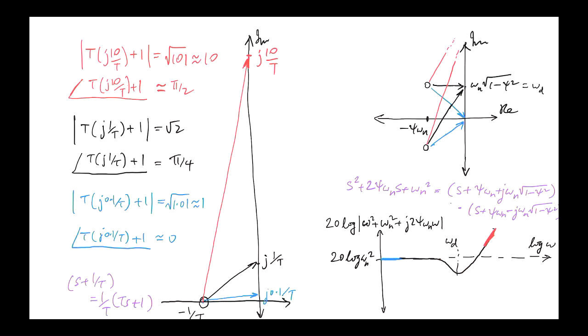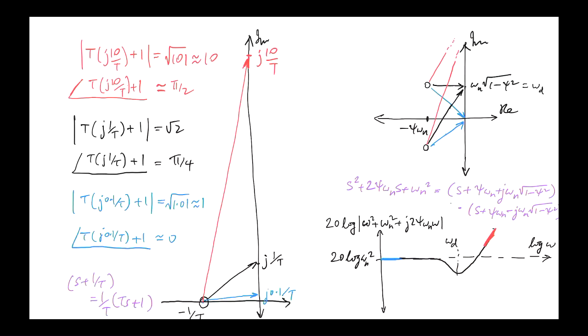Before it starts rising up again, and when it rises up, it's like we've got the sum of this thing, which is varying like omega, and this thing, which also varies like omega. So it goes up at 40 dB per decade. All right, so that's why, and these are looking at 0.